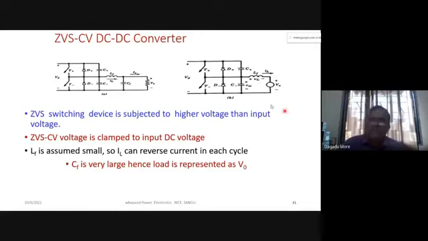Here our assumption is that CF is very large, and that LF current reverses its polarity, so we have both positive current as well as negative current through LF. Under that assumption we are analyzing this circuit. So we assume that the current IL through LF will reverse for a very short duration. So this topology we have to discuss.